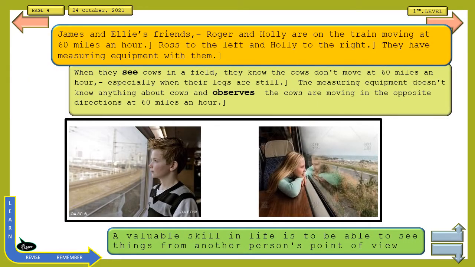James and Ellie's friends, Ross and Holly, are on the train, moving at 60 miles an hour. Ross to the left and Holly to the right. They have measuring equipment with them. When they see cows in the field, they know cows don't move at 60 miles an hour, especially when their legs are still. The measuring equipment doesn't know anything about cows and observes the cows are moving in the opposite direction at 60 miles an hour.